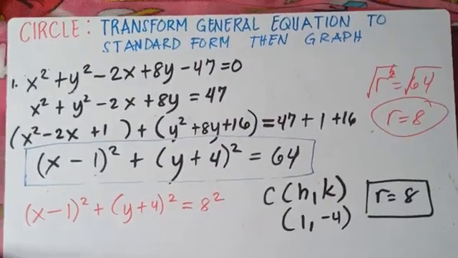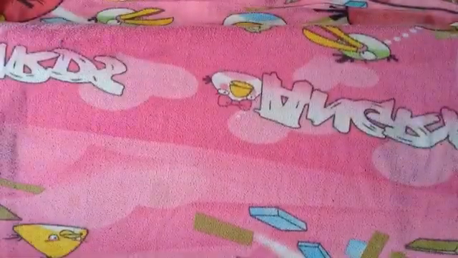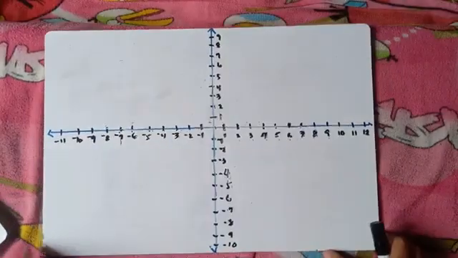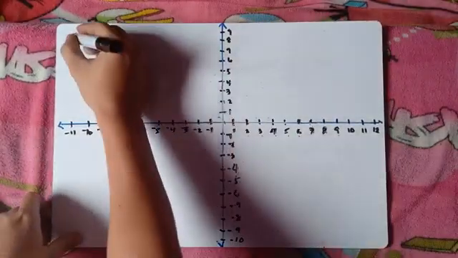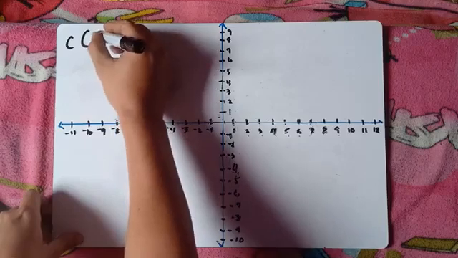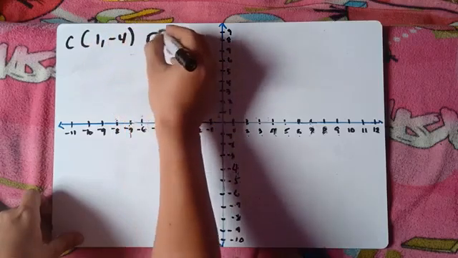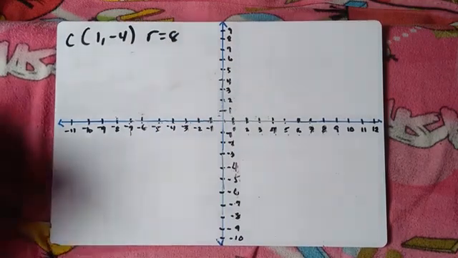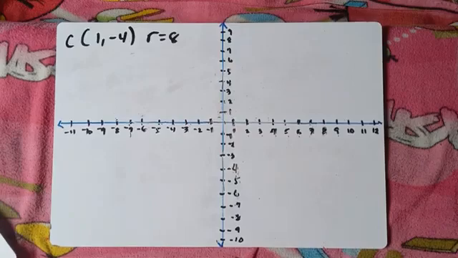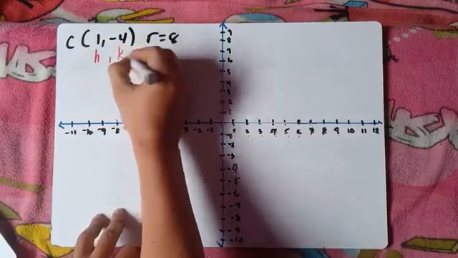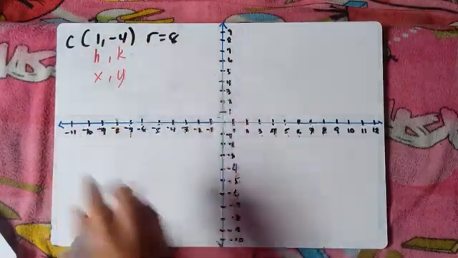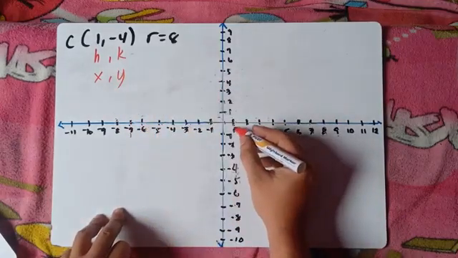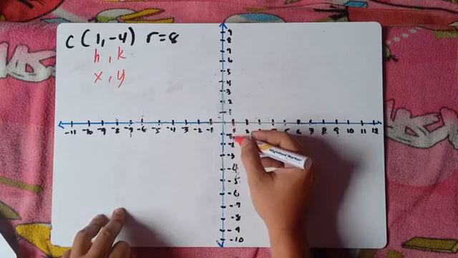Alright, so let's graph our answer. Our answer is: center is at 1 and negative 4, and radius is 8. So class, can you graph this one? Where's 1 and negative 4? This is h and k, this is x and y. So our x is positive 1, and our y is negative 4.